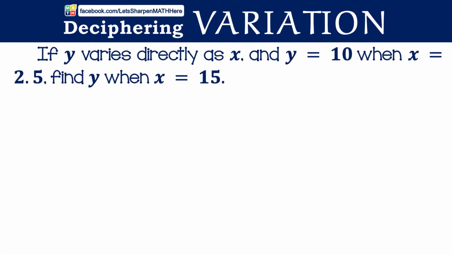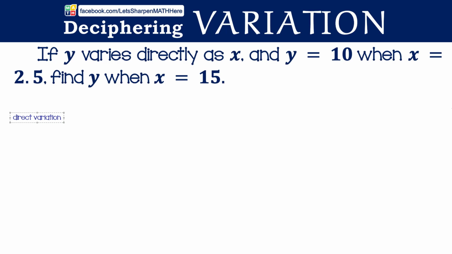If y varies directly as x and y equals 10 when x equals 2.5, find y when x is 15. For this problem, both variables x and y are in abstract form. In short, there are no real-life representations for them. But we are already given that this is under a specific type of variation we also call direct variation.